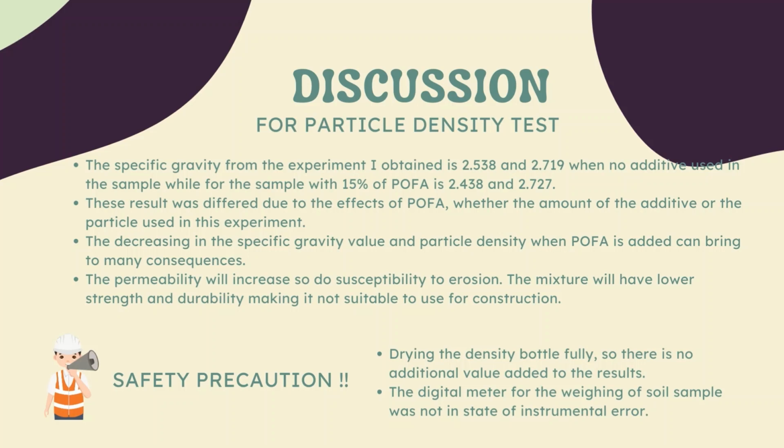The discussion for the particle density test. The specific gravity obtained from the experiment is 2.538 and 2.719 with no additive added in the sample, while for the sample with 15% of POFA it is 2.438 and 2.727. This result differed due to the effect of POFA, or rather the amount of the additive or the particles used in the experiment.